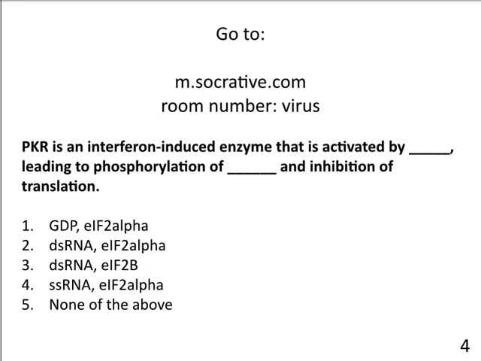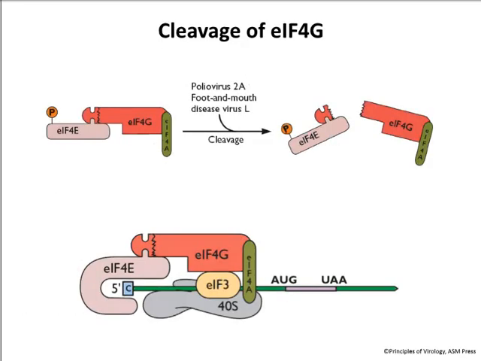Number 2 has got the most. So that's correct. PKR is an interferon-induced enzyme that is activated by, it's not activated by GDP. It's activated by double-stranded RNA, and it phosphorylates EIF2 alpha. It doesn't phosphorylate EIF2B. 2B gets locked in with phosphorylated EIF2 alpha. It's not activated by single-stranded RNA, and of course it's none of the above. So that's where that comes from.